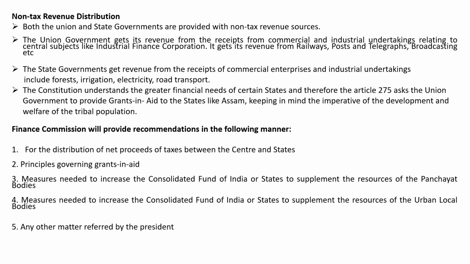Non-tax revenue distribution. Both the union and state governments are provided with non-tax revenue sources. The union government gets its revenue from the receipts of commercial and industrial undertakings relating to central subjects like the Industrial Finance Corporation. It gets its revenue from railways, posts and telegraphs, broadcasting, etc. The state governments get revenue from the receipts of commercial enterprises and industrial undertakings, including forest, irrigation, electricity, and road transport.